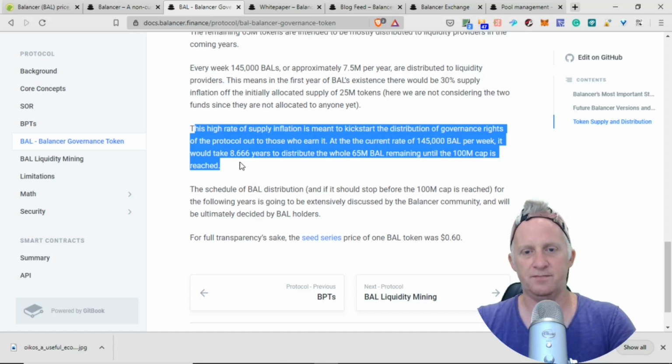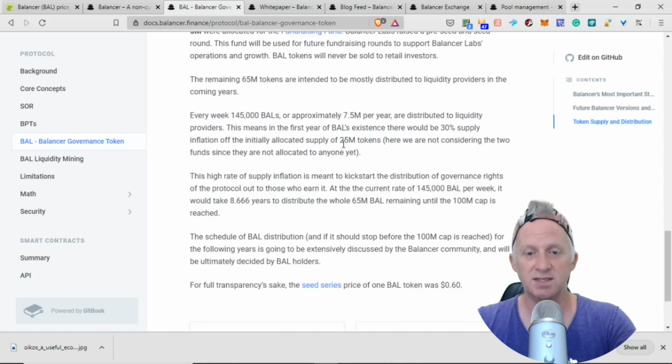At the current rate, they have a mistake here. At the current rate of 145,000 BAL per week, it will take 8.6 years to distribute the whole 64 million BAL remaining out of the 100 million. As you can see, this project has a hard cap of 100 million BAL tokens. So right now they release over 145,000 each week. So this is a huge inflation.